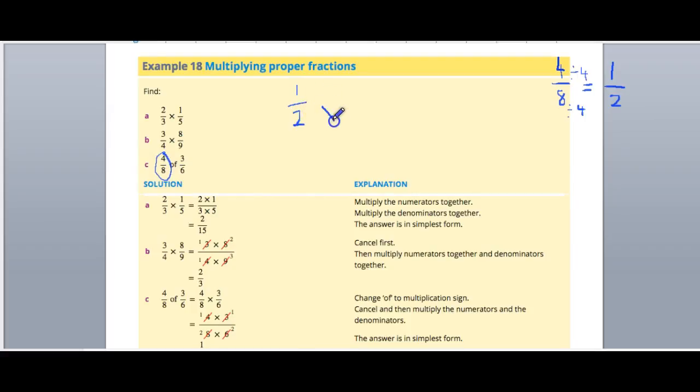And then 3/6 is also a half. And then we can multiply them. So 1 over 2 times 2 gives you 4. And if I scroll down, you'll be able to see the rest of that example there.